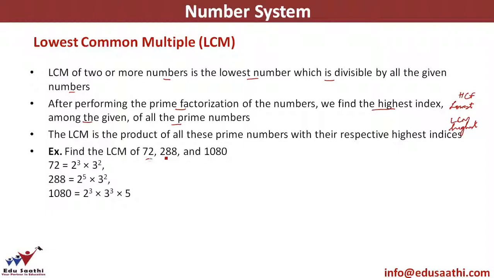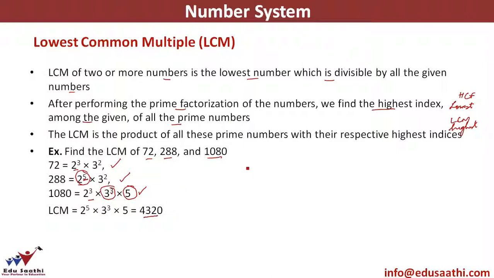So LCM of 72, 288 and 1080 would be, it's the same example that we have done. So 72 would be written as 2 cube into 3 square, 288 would be written as 2 raised to power 5 into 3 square, 1080 would be written as 2 cube into 3 cube into 5. Now if I have to look at the LCM, I would look at this 2 and the highest power, which is 5. I would look at this 3 and the highest power, which is 3. I would look at 5. 5 is only there once, so I will take it 1. So it will be 2 raised to power 5 into 3 cube into 5, which will be 4320.